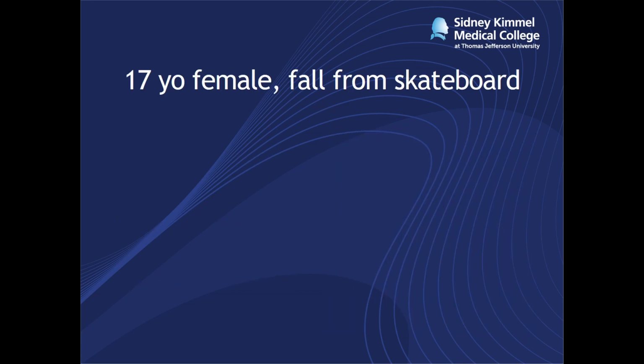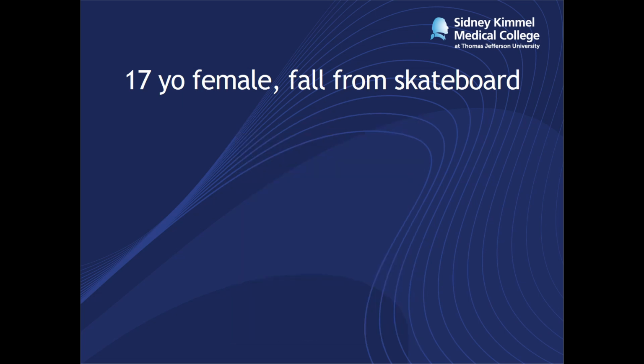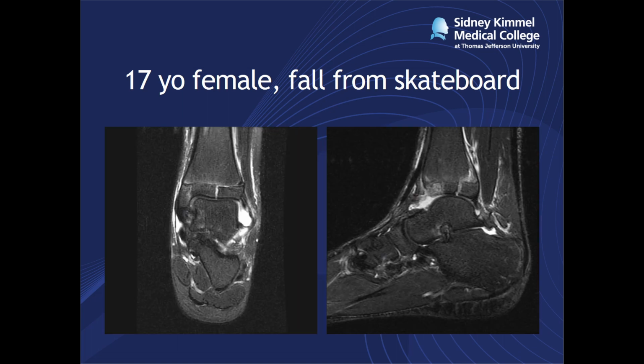So here we have a 17-year-old female, fall from a skateboard. And on the initial frontal radiograph of the ankle, you see a vertical component of fracture through the distal tibial epiphysis. And then coronal fluid sensitive imaging. And here, again, we can see that fracture, the vertical component going through the epiphysis. And then there's actually a horizontal component going through the physis here.